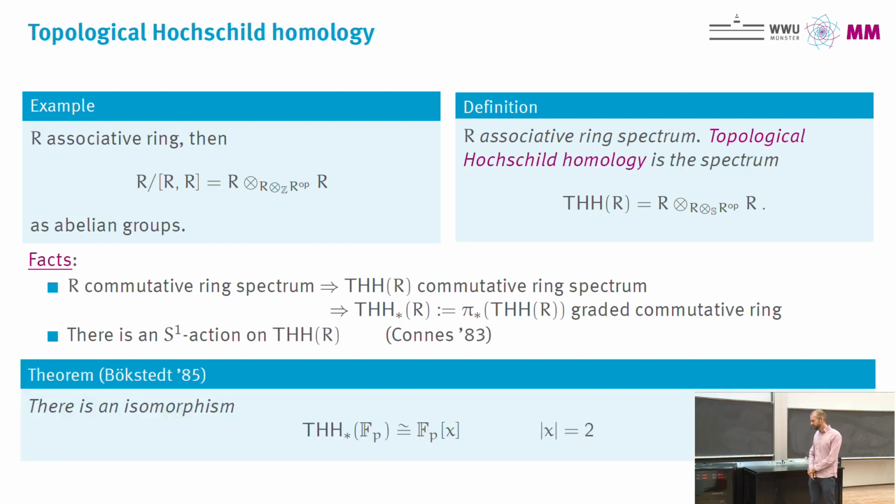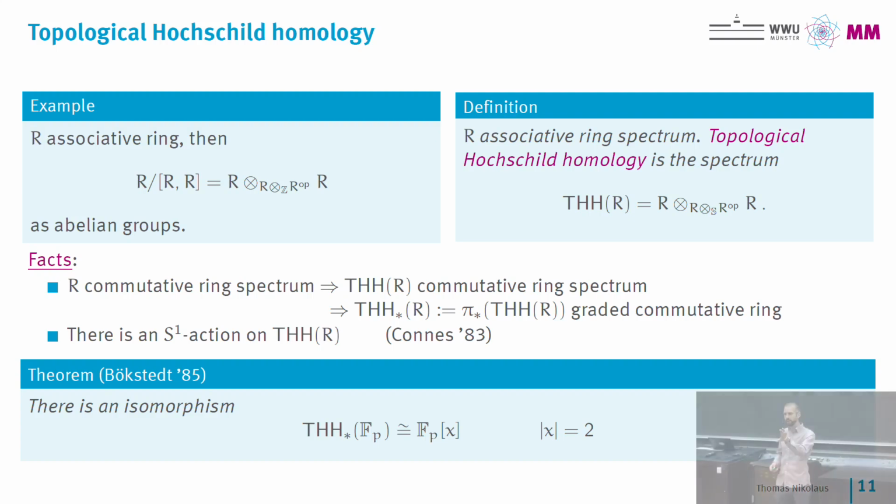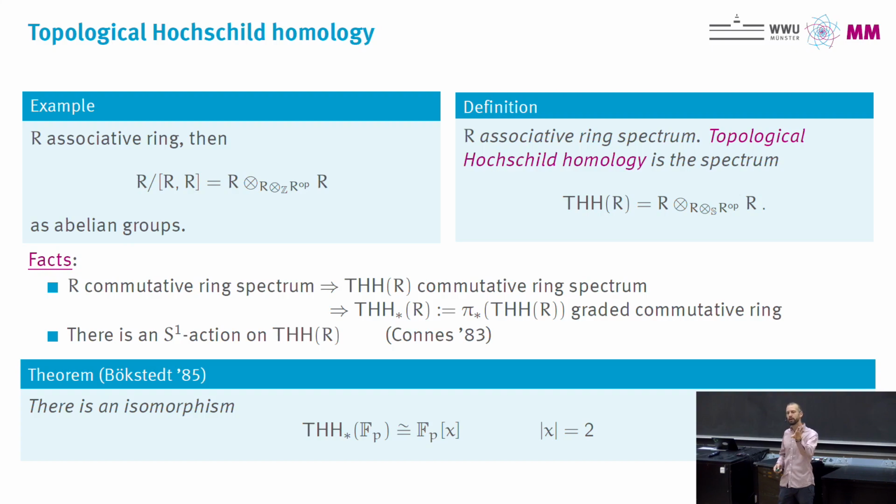Okay, and so on the computational side, there's one and only one fundamental result in the area. What we do is we take the ring F_p. That's an ordinary land ring. We consider it as a ring spectrum, and then we compute its THH. So the homotopy groups are a graded commutative ring, and the result is that this is just a polynomial ring on a single generator in degree 2.